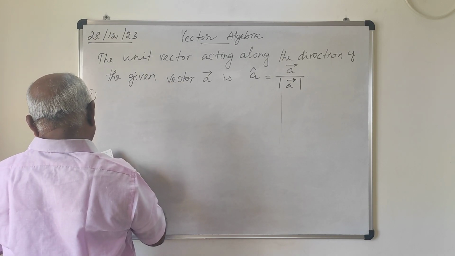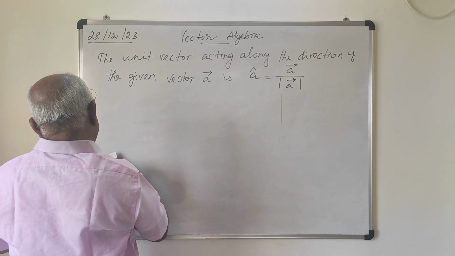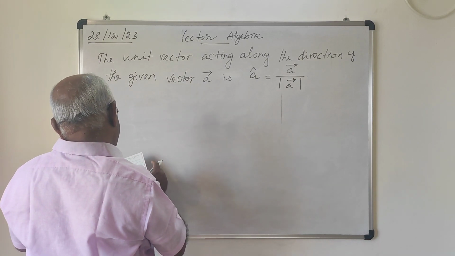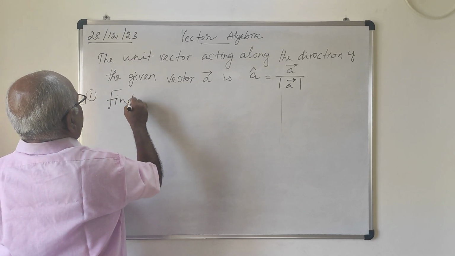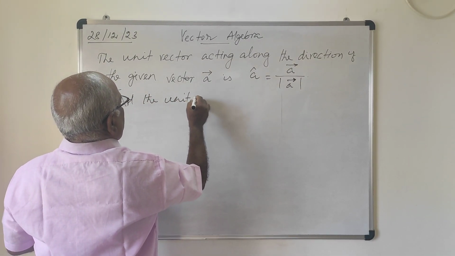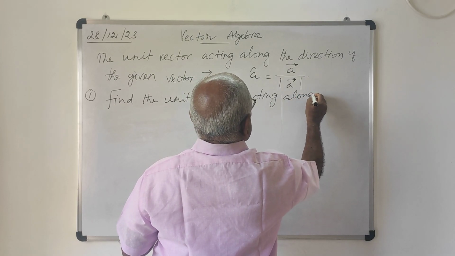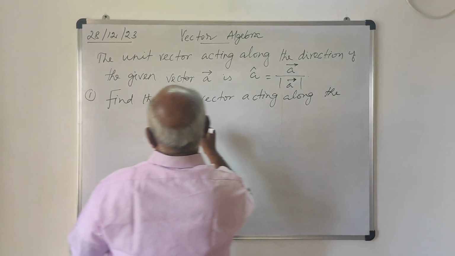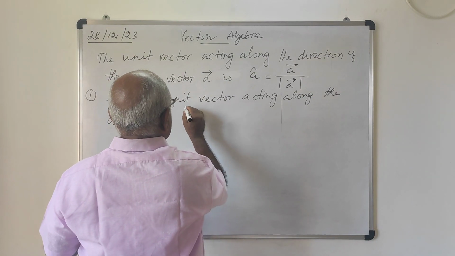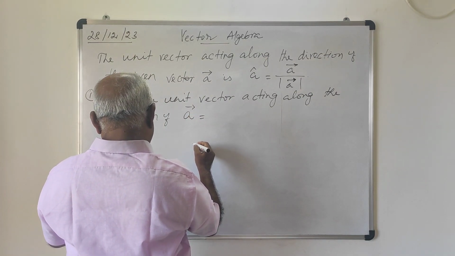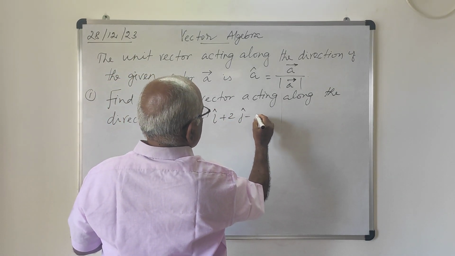Find the unit vector acting along the direction of the vector A equal to i plus 2j minus 3k.